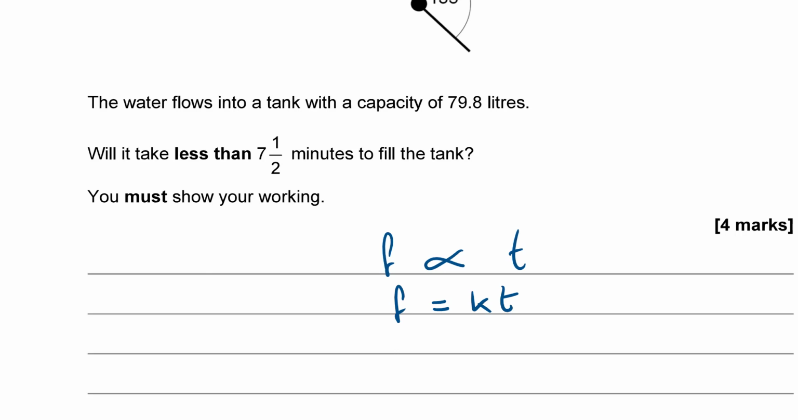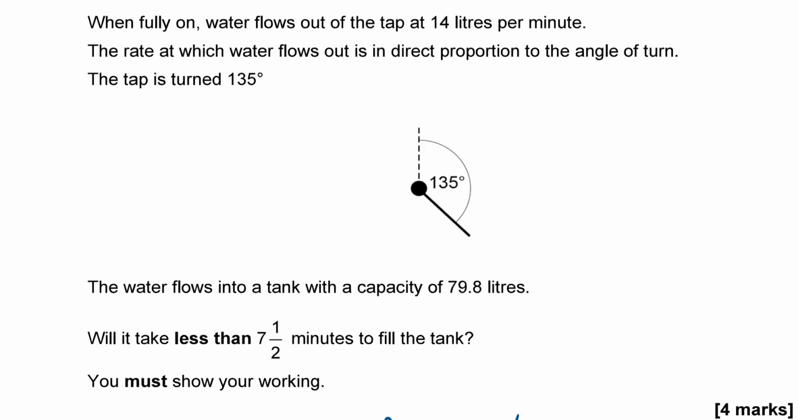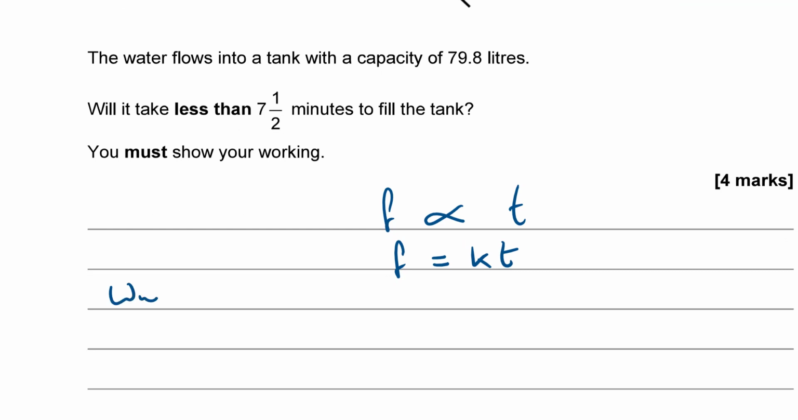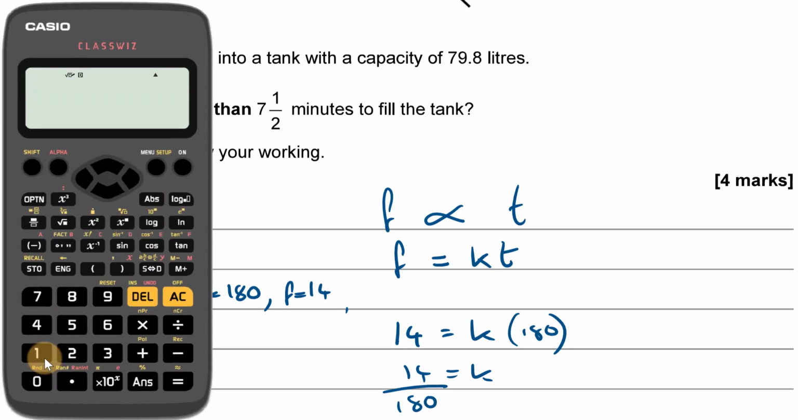Now, normally at this point we're given two values that go together so that we can evaluate k. Now, the pair of values that we know go together are that when it is fully on, then the flow rate is 14 litres per minute. And fully on, we already know, is an angle of turn of 180 degrees. So in other words, our T is 180 and our F is 14. Okay? So we know that when T equals 180, F equals 14. So let's sub those two values in. So 14 then is going to be k lots of 180. And that makes k 14 over 180 then, doesn't it? K equals 14 over 180. Does that cancel down? 14 over 180.